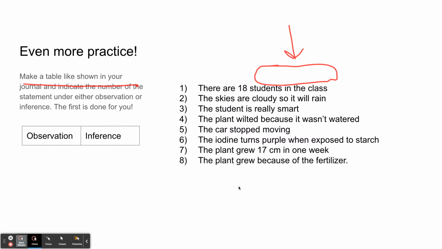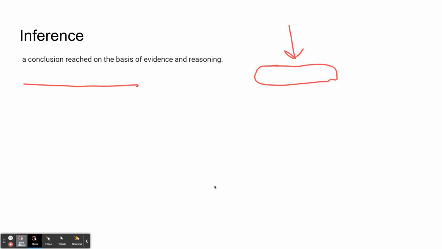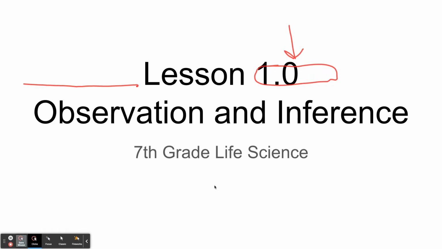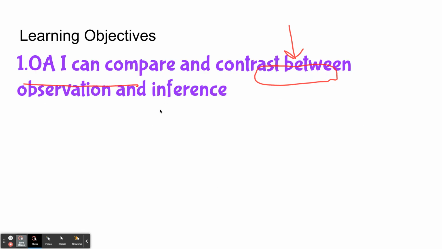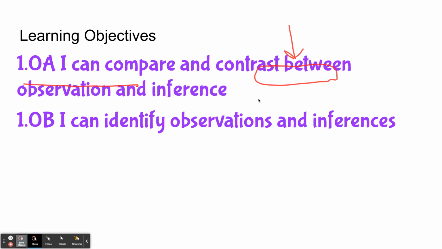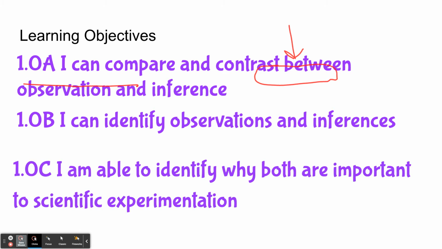So that's it for this video. Let's just really quickly go back to all of our learning objectives and make sure that we have hit all 3 of them. Hopefully you can compare and contrast the definitions between the 2 and how to do them. You can absolutely identify observations and inferences. That was our last slide. And then you're able to identify why they're so important. It's that why of science, right? So getting to the why, that is what will make you a scientist. I mean, besides being in our class.